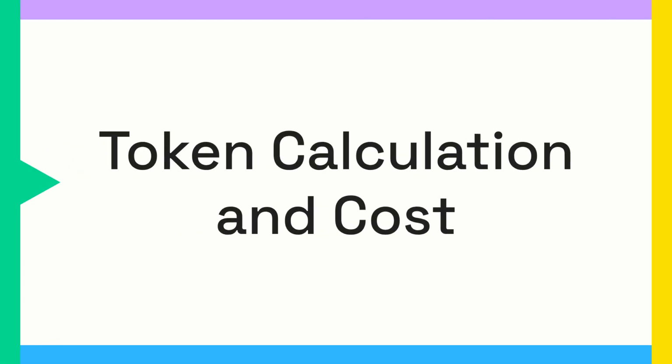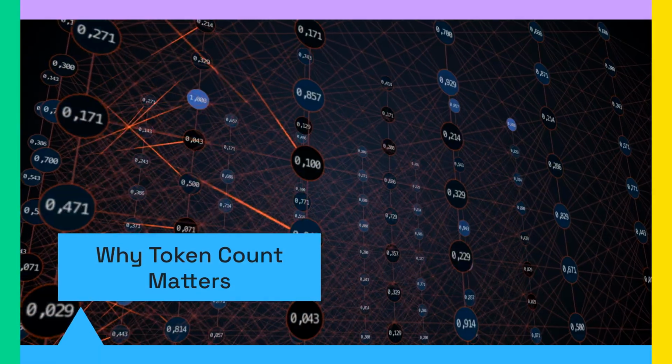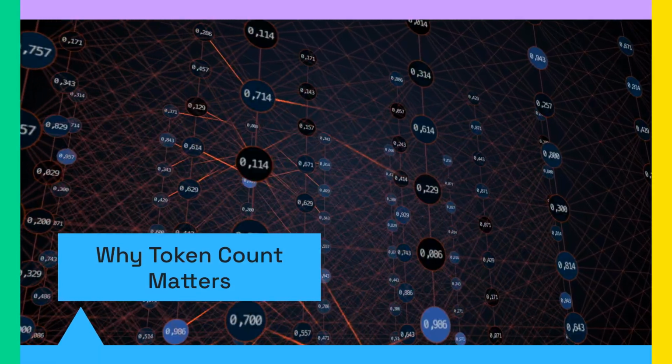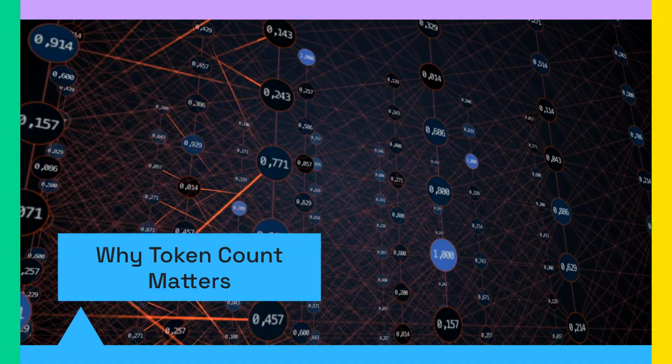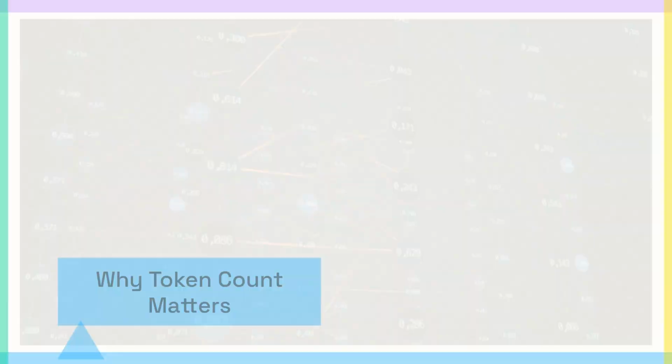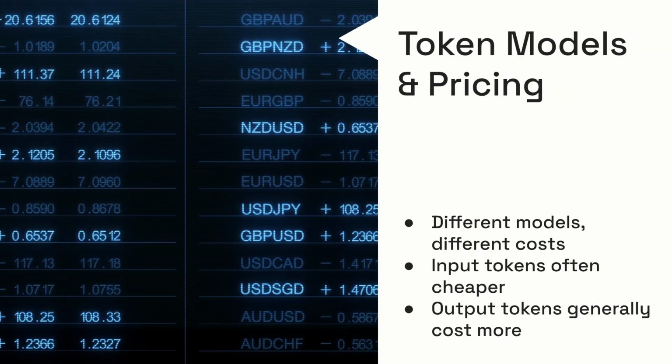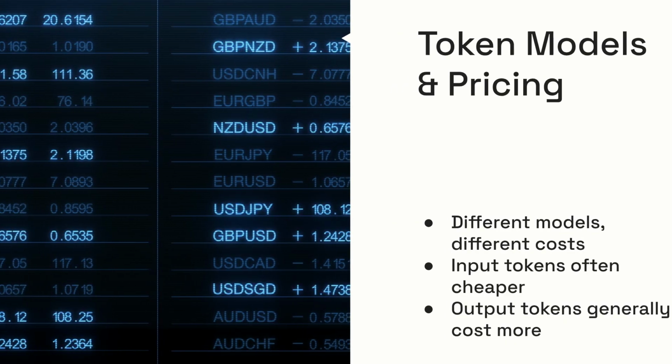Why should you care about the token count? It directly impacts two key factors: speed and cost. A higher token count means more data to process, which can increase the time it takes for Claude to respond and significantly affect the computational cost of your usage. It's also important to note that different Claude models have varying token limits and pricing structures. Often, input tokens cost less than output tokens.